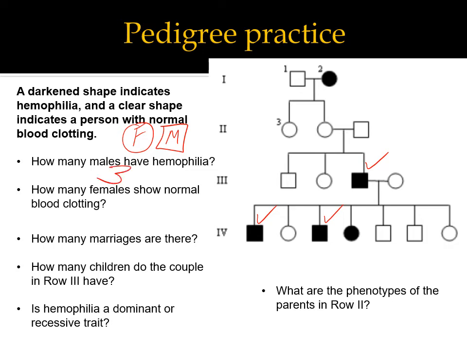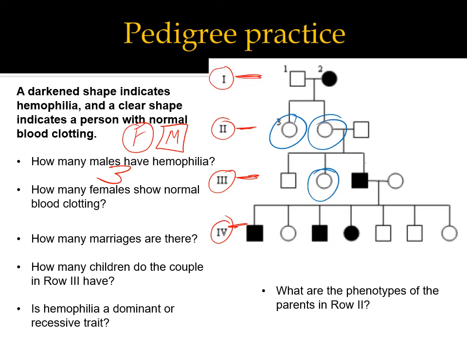Just to mention also, if you see on the left hand side here, little Roman numerals 1, 2, 3, and 4, these are your generations. So this would be a couple up here, and then their kids, and the grandkids, and the grandkids' kids. So I'll leave that there for now. How many females show normal blood clotting? So females, again, are the round shapes, and normal blood clotting would be uncolored. So females with normal blood clotting. I see 1, 2, 3, 4, 5, 6 females showing normal blood clotting. So not too many there.